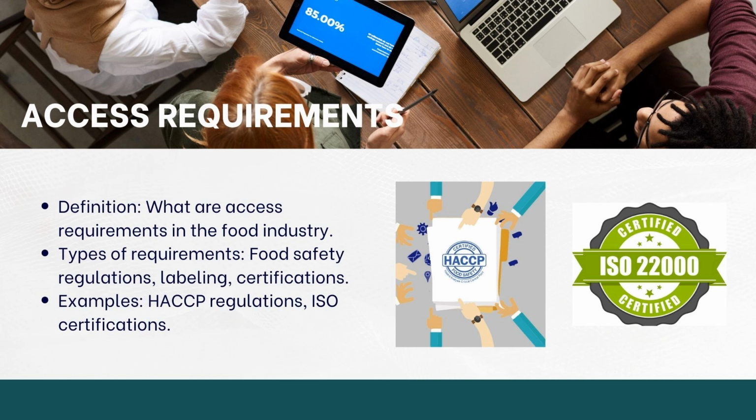The second one, as we mentioned before, ISO 22000. This international standard specifies the requirements for a food safety management system. It integrates HACCP principles and ensures food safety compliance throughout the supply chain from production to distribution.